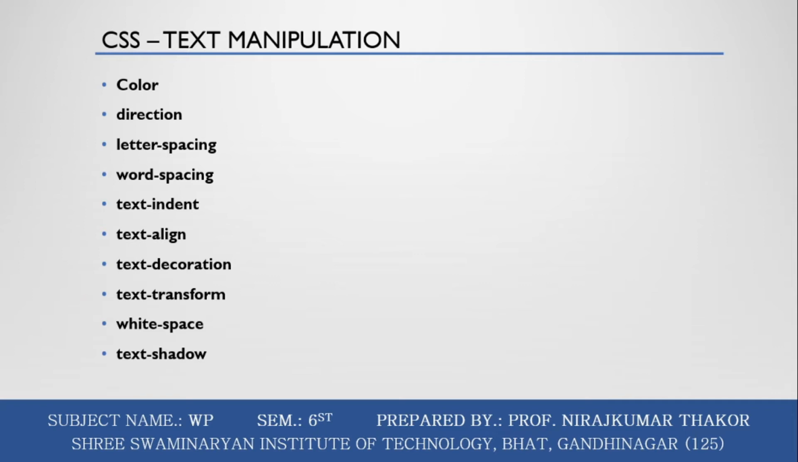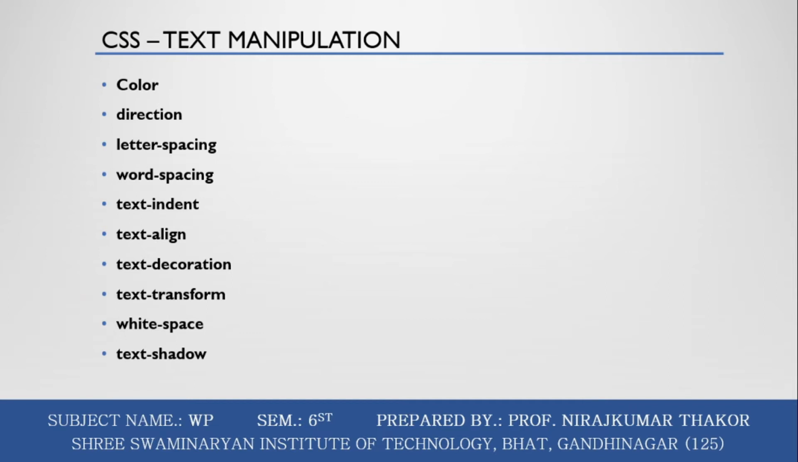Today we will learn the CSS text manipulation properties. The first one is how to set the color. The second one is how to set directions. The third one is letter spacing. The fourth one is word spacing. The next ones are text indent, text align, text decoration, text transform, white space and text shadow.